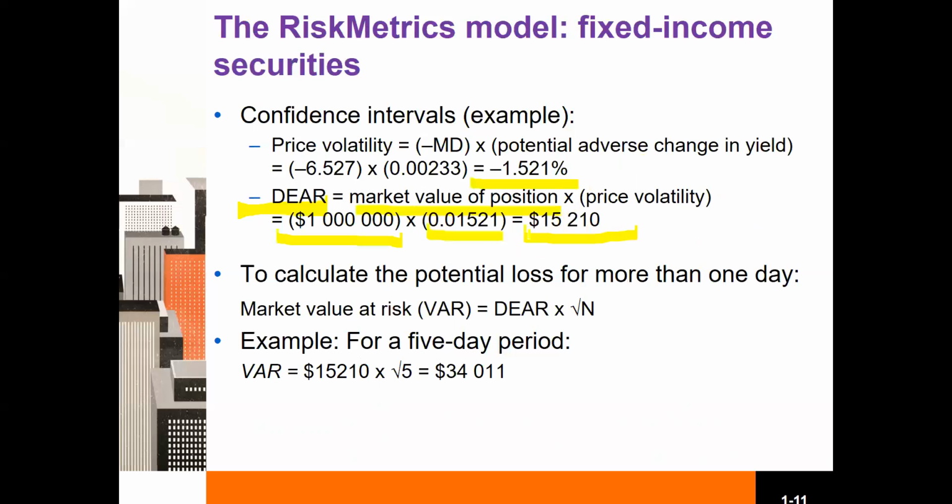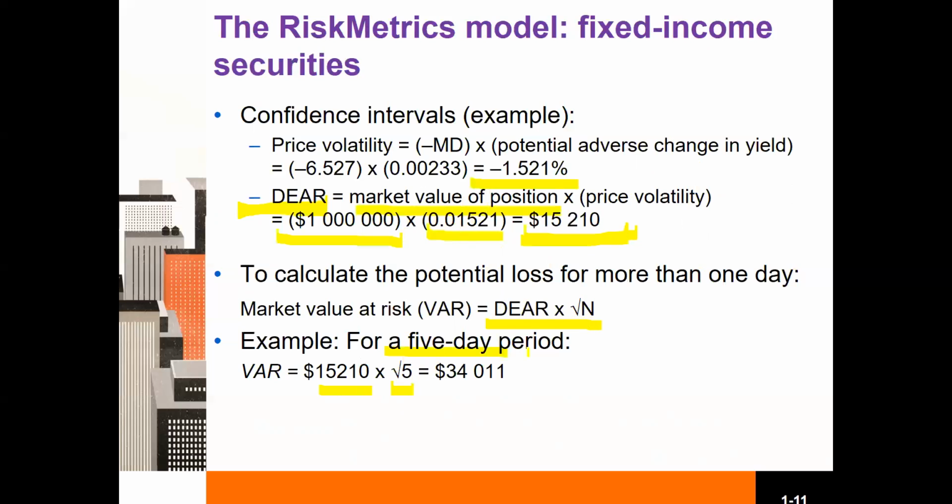Now, this 15,210 is the potential loss of the portfolio given that the interest rate changes in excess of what is expected in the 98% of cases. Okay, now this is for the daily earning at risk. Now, if we want to calculate it for, let's say, weekly, monthly or so, then we can use this formula: DEAR times the square root of N. So DEAR is the daily earning at risk multiplied by the square root of the number of days.